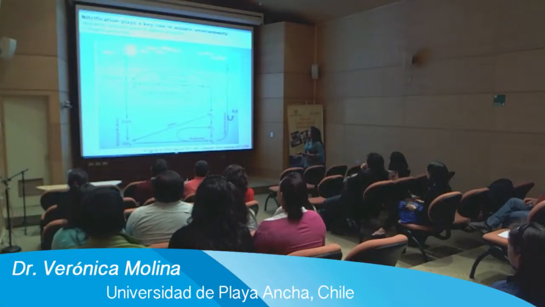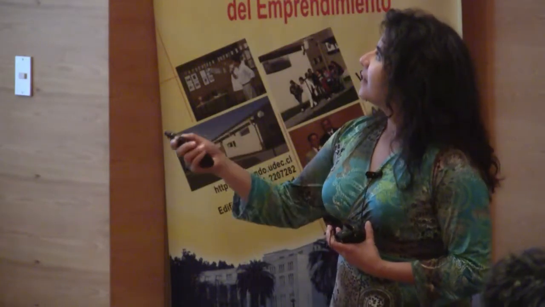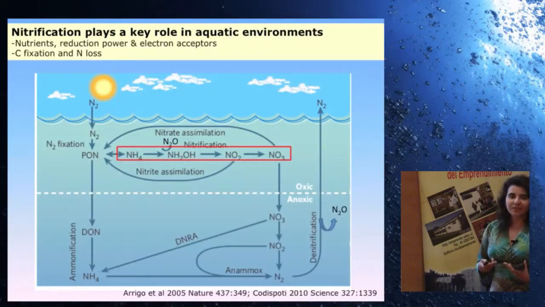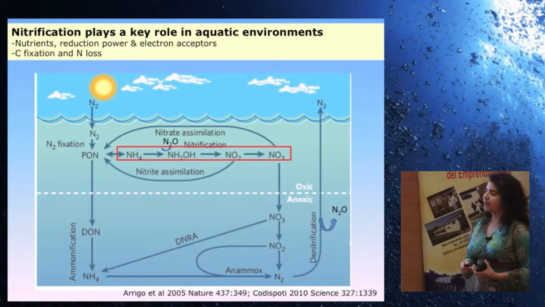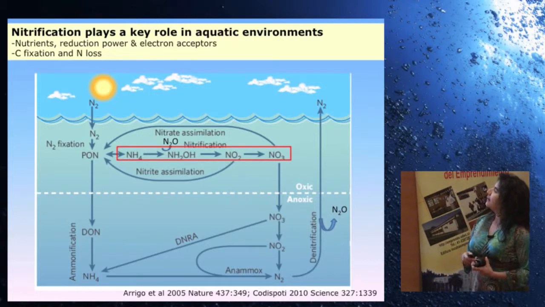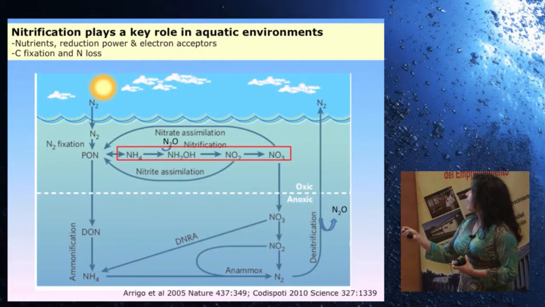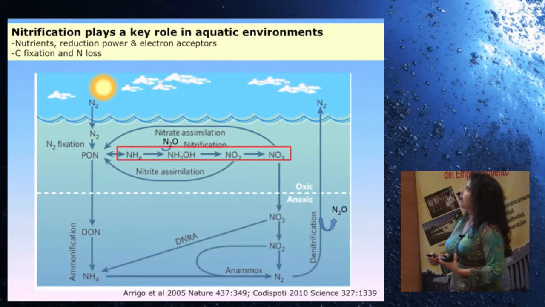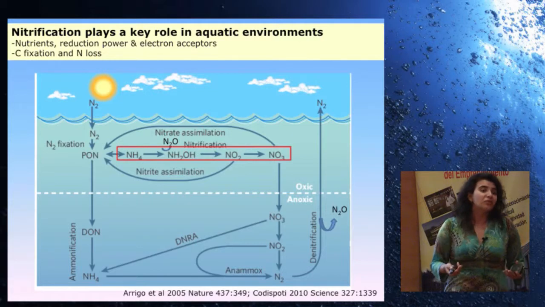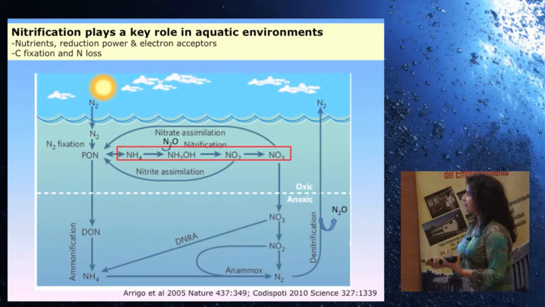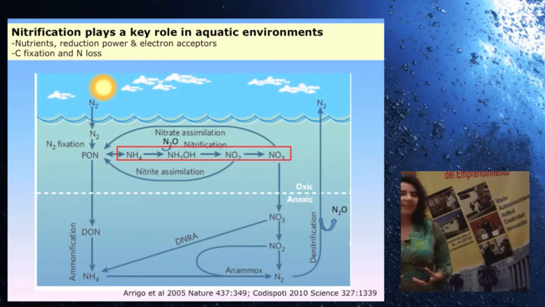So the main process that I was interested in was nitrification, which is a very important process in the environment where ammonium can be oxidized all the way to nitrite and nitrate, and of course these are nutrients for other processes, and they can be reduction power, for example nitrate in the case of the second step, and they can also be electron acceptors. So they keep the cycle going.